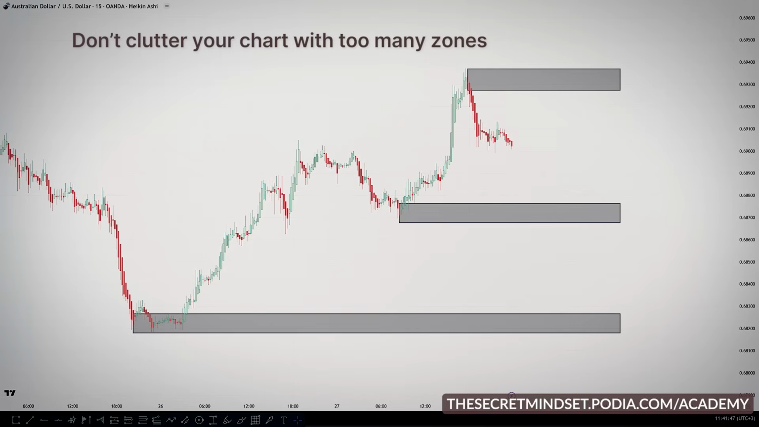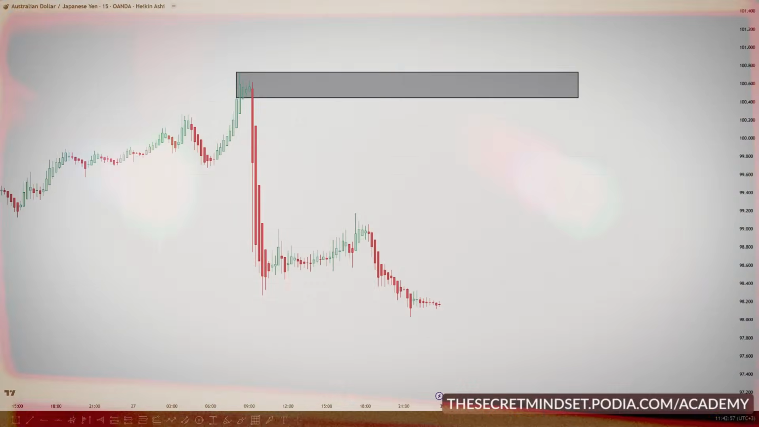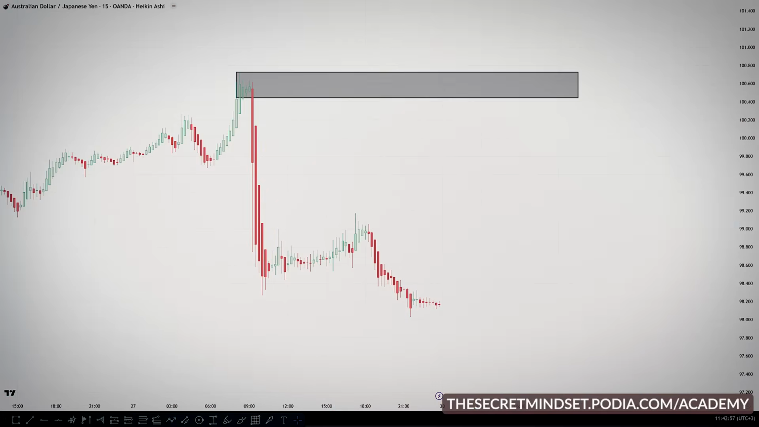Keep it clean and focus on the most important areas. Try to have no more than 3 to 5 zones on your chart at a time. Here's what makes a Heikin Ashi zone worth your attention.